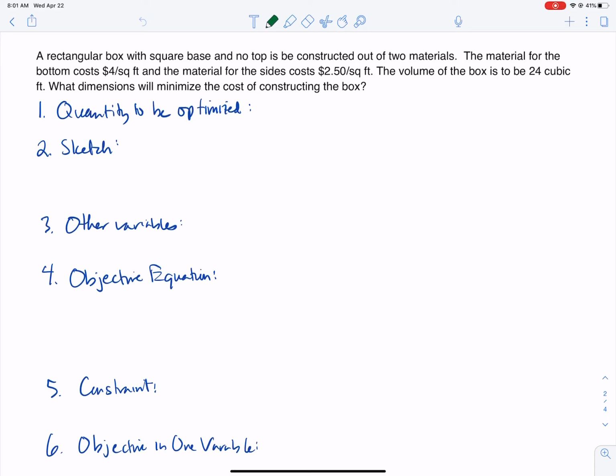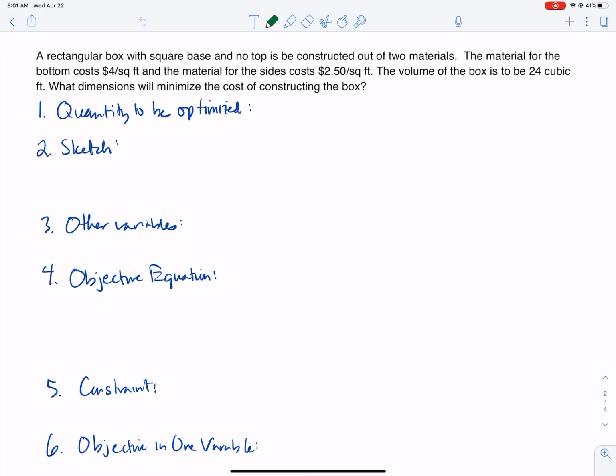We have a rectangular box. It's got a square base, but no top. And it's going to be constructed out of two materials. We probably want the bottom to be stronger than the sides, and so the bottom is going to be a more expensive material. It's going to cost $4 per square foot, and the material for the sides is only going to be $2.50 per square foot. And we want this box to have a volume of 24 cubic feet.